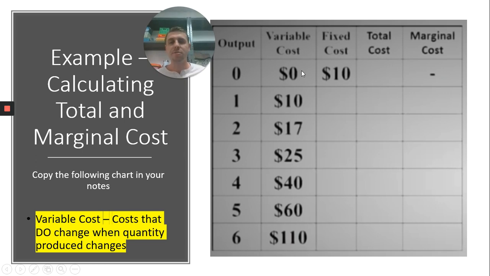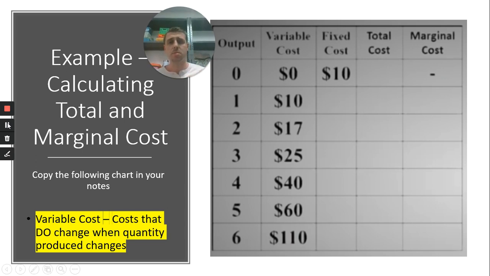And I've provided our variable cost, okay? So our variable cost is going to be $0, 10, 17, and you see it changes, right? Based on how many we're making, again, because it's variable. So if I'm paying higher staff, if I'm having to pay for more dough because I'm making more pizzas, this cost changes.